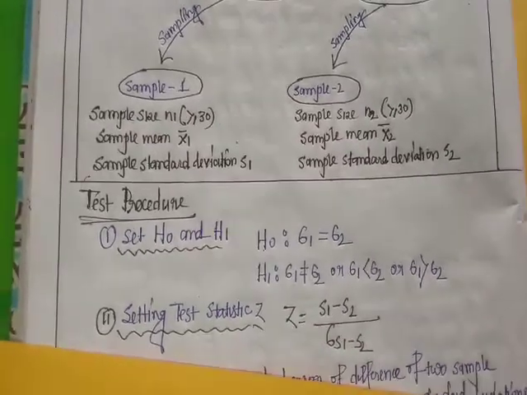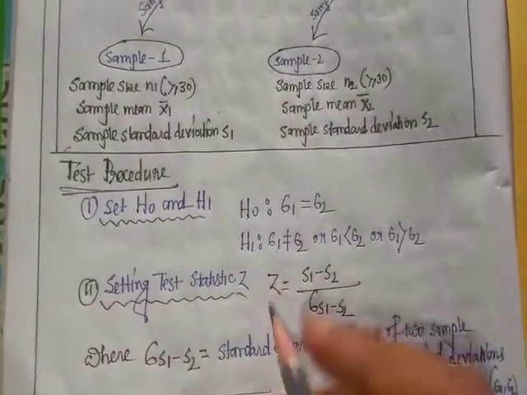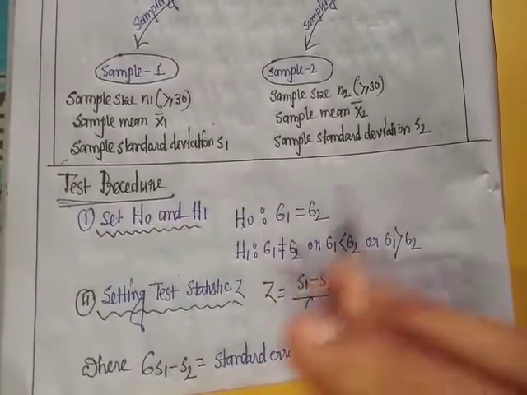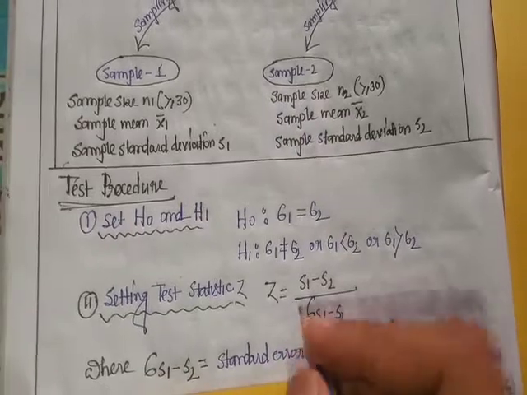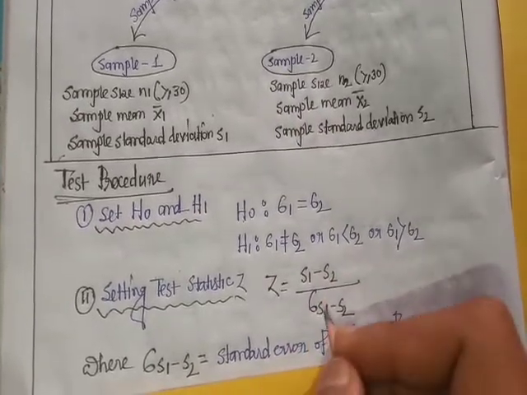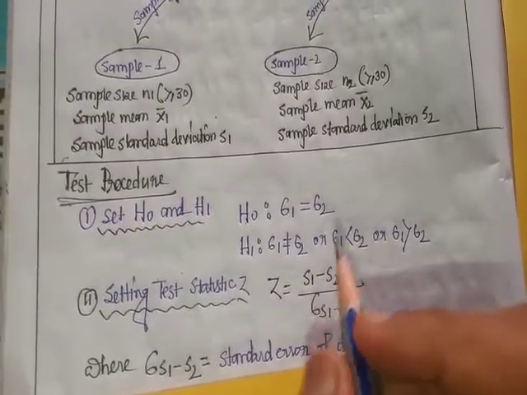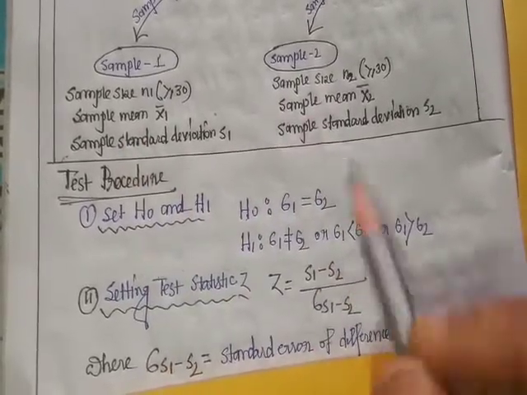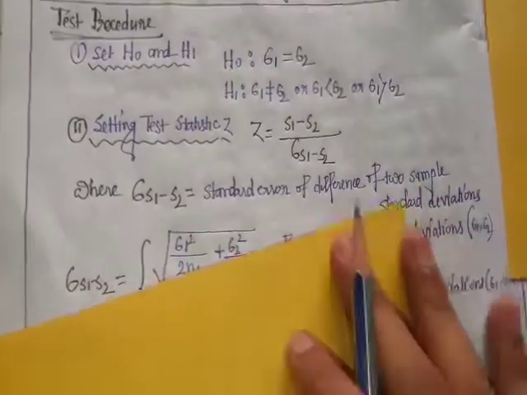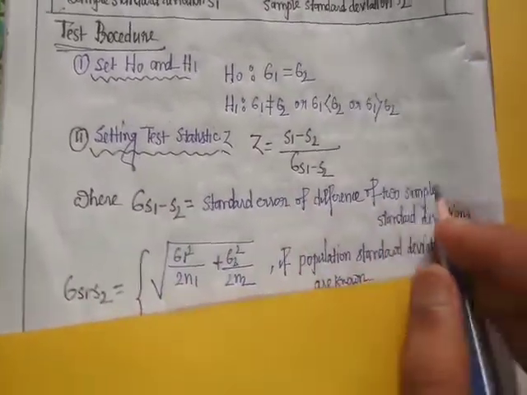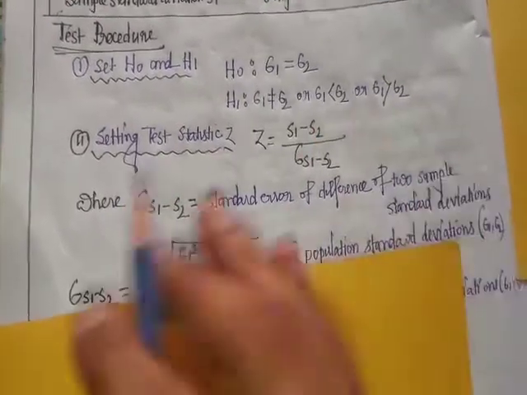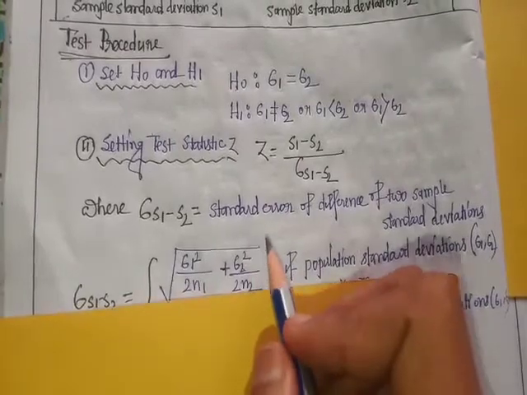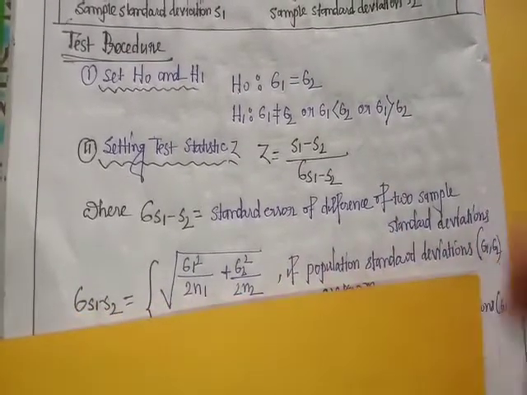Okay, next we will set the test statistic. Since this is a large sample, we use the z test. The formula of the test statistic is z equal to S1 minus S2 divided by sigma of S1 minus S2, where S1 is the standard deviation of sample 1 and S2 is the standard deviation of sample 2, and sigma of S1 minus S2 is the standard error of the difference of two sample standard deviations.